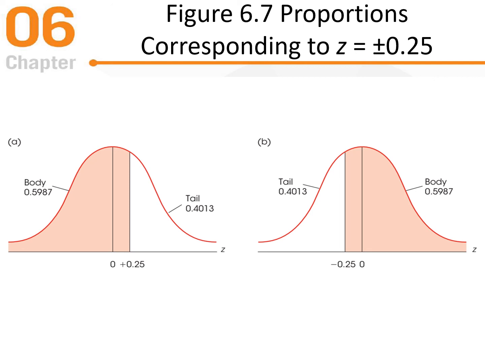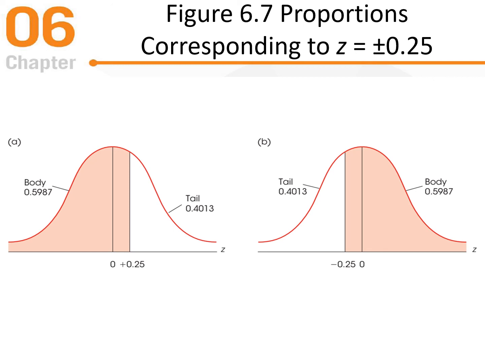So here's another example of the body and the tail. If your z-score on the left is positive 0.25, the body is going to be the area that's less than that value, because that's the bigger area. So if your z-score is positive, the body is going to be the area to the left. If your z-score is negative, the body is going to be the area to the right. Look at figure B. If the z-score is negative, the body is the area to the right. If the z-score is positive, the body is the area to the left.